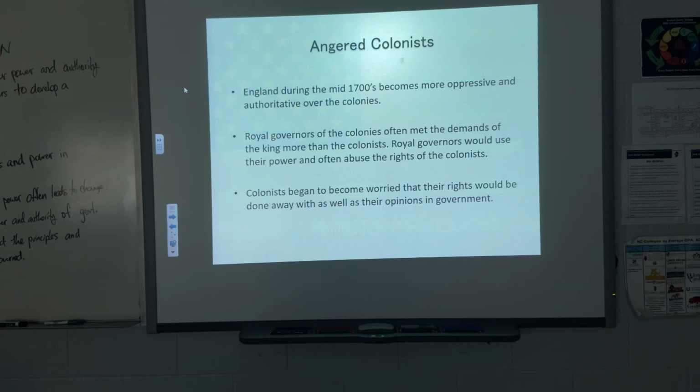The colonists are going to have to match the oppression with a form of intensity of their own. And this explains the I can statement of how that tension over power and authority led America's founding fathers to develop a constitutional republic.